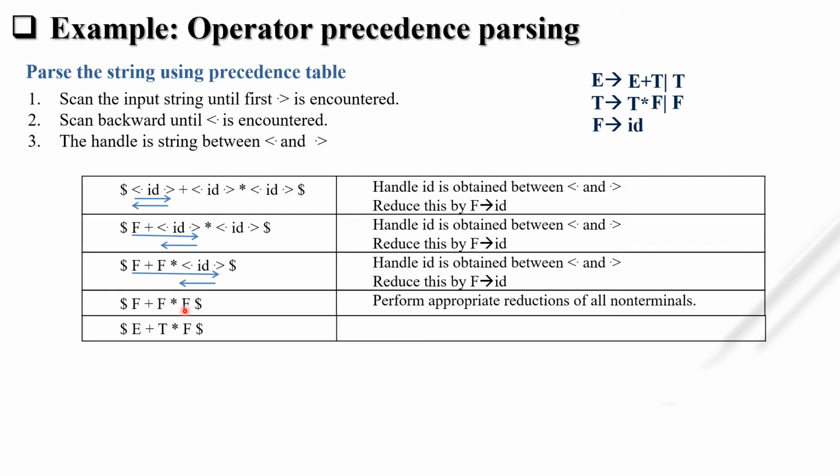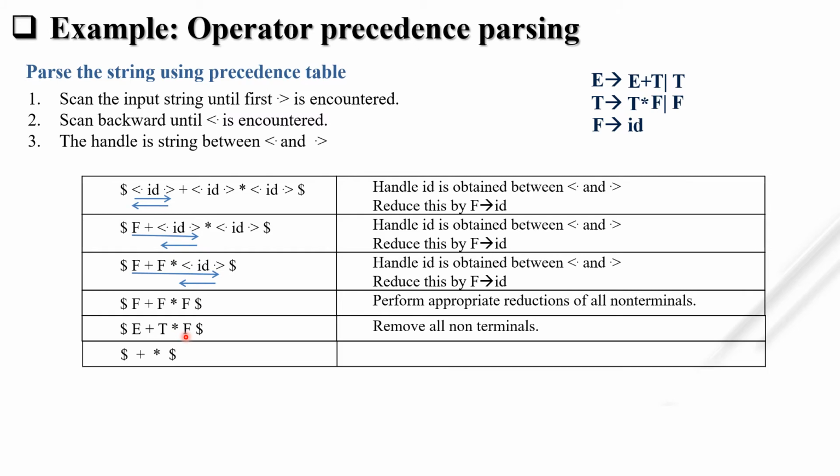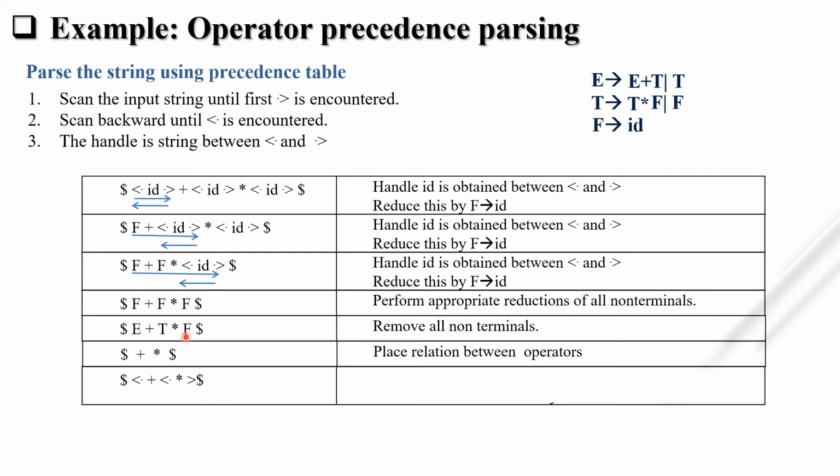So we perform e plus t into f. Next is remove all non-terminals. We remove all non-terminals, only we have operators. Now once again we have to place the relation between operators with the help of the operator precedence table. When you check with the operator precedence table you get this relation.